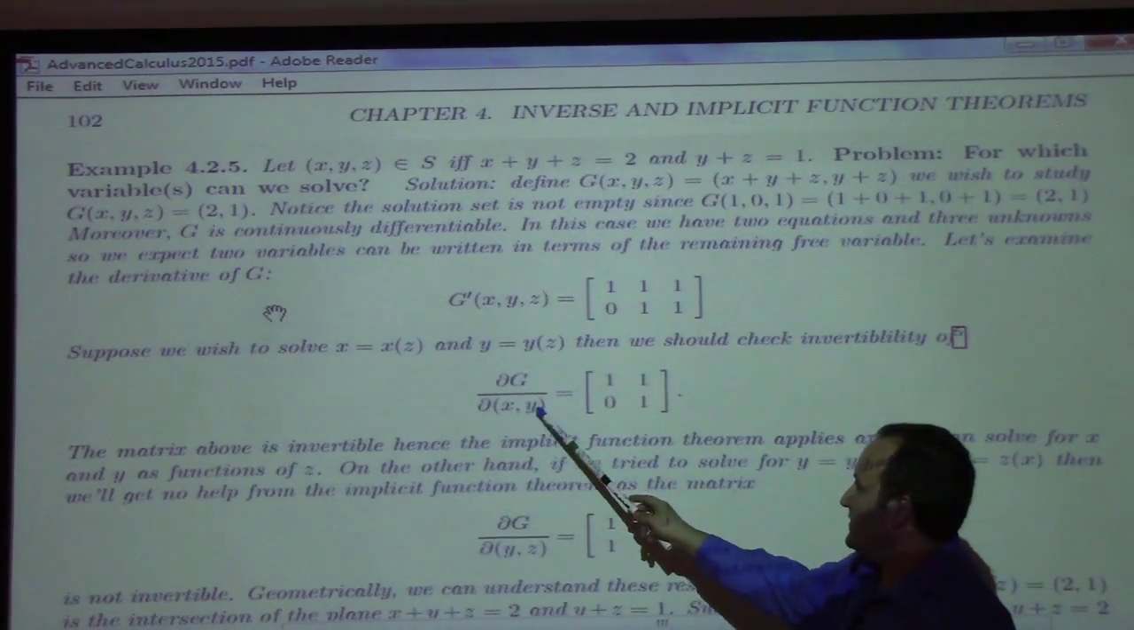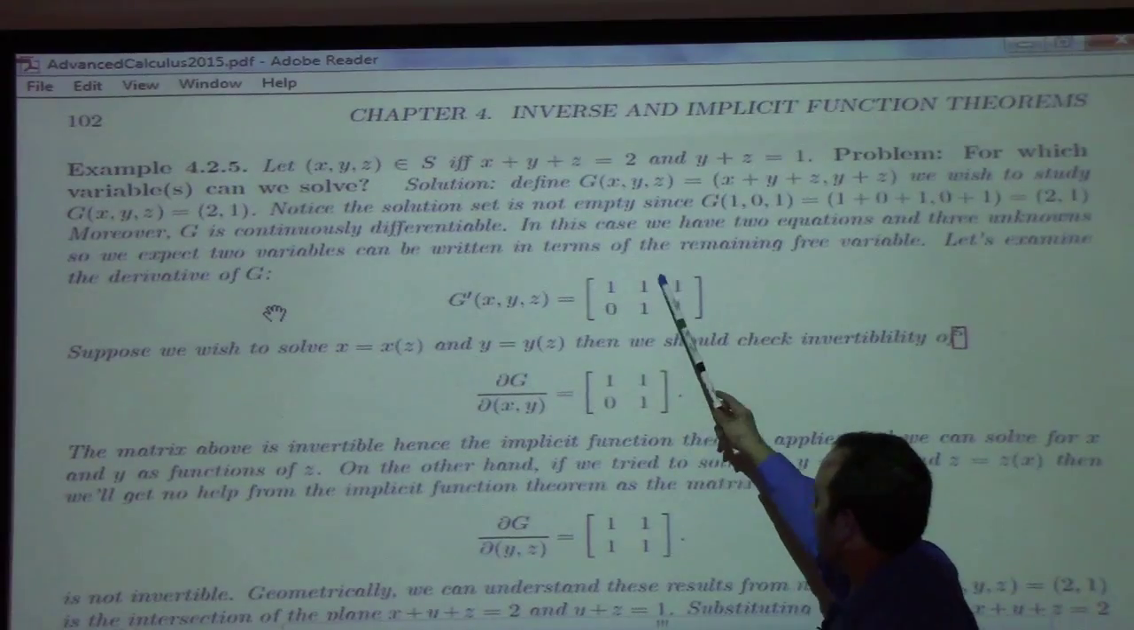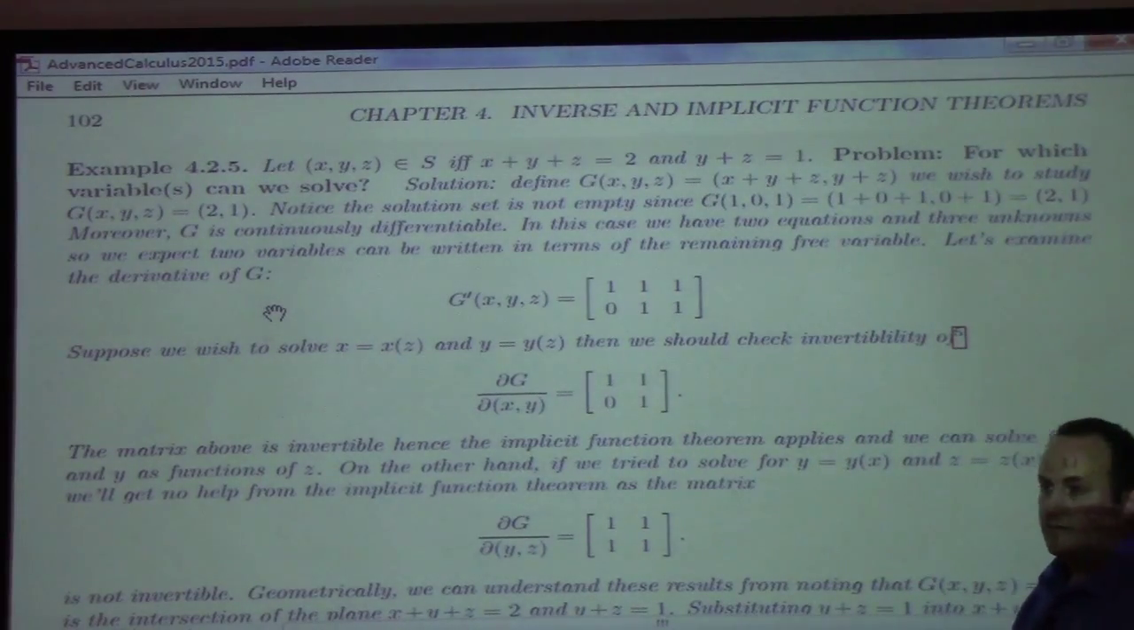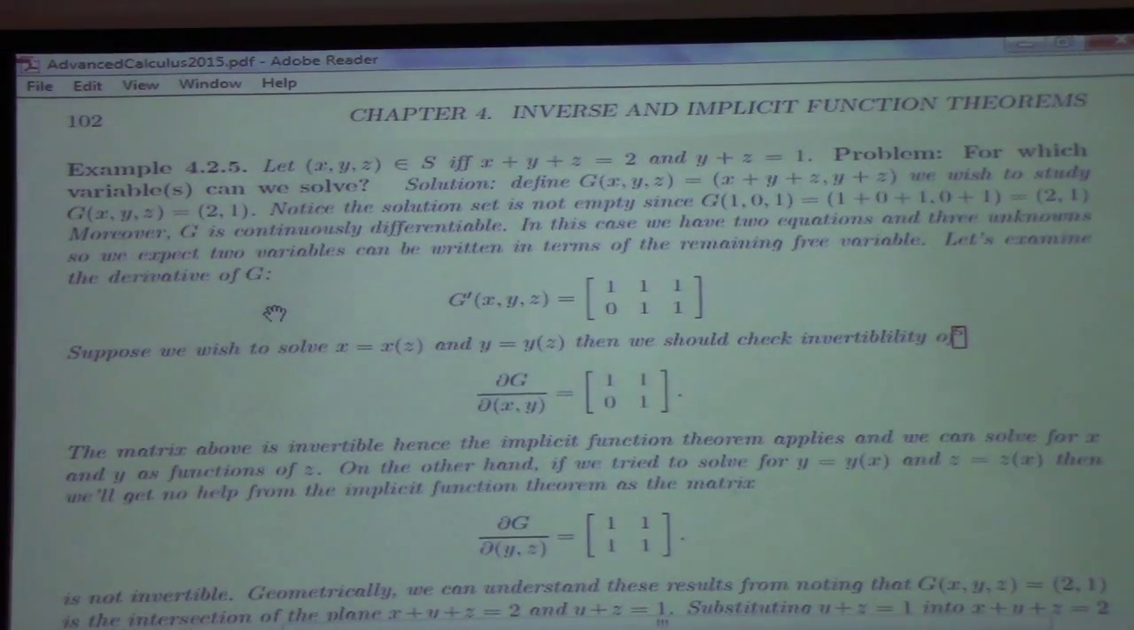And then here's partial g partial xy. That just selects this part of the matrix, right? Which you might recognize, I think that's the pivot columns, as it happens. Obviously that's invertible, so we could solve for x and y as a function of z. In other words, z is a parameter for the line, which is the solution set here. There's a line of solutions, infinitely many.